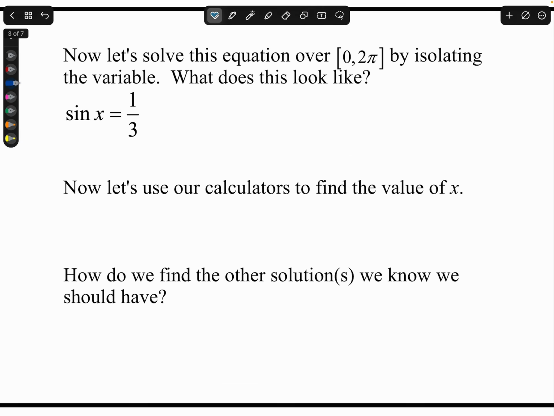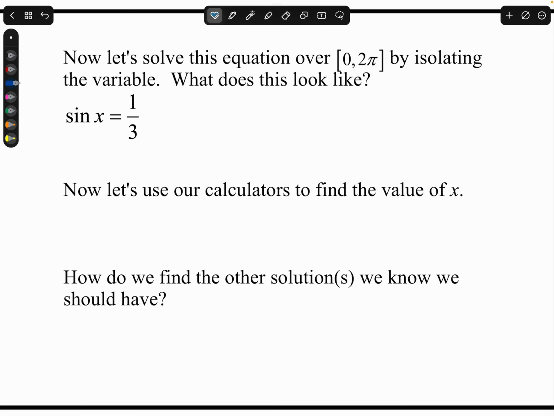It says, now let's solve this equation over that same interval from 0 to 2 pi by isolating the variable. So we've done this in the past. You've done this all the way back in geometry when you probably started doing this, right? If I have the sine of x is equal to 1/3, what we do is we try to isolate the x by doing the inverse. So we're going to do the inverse sine on each side.